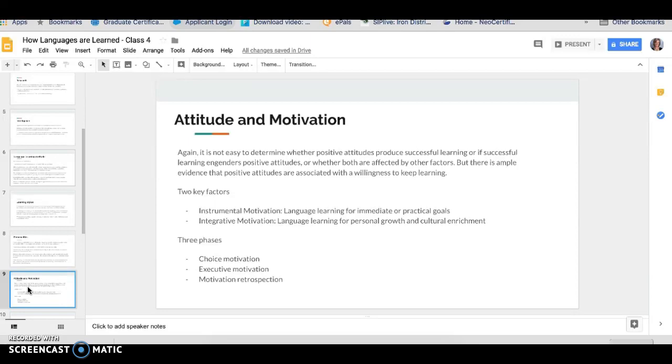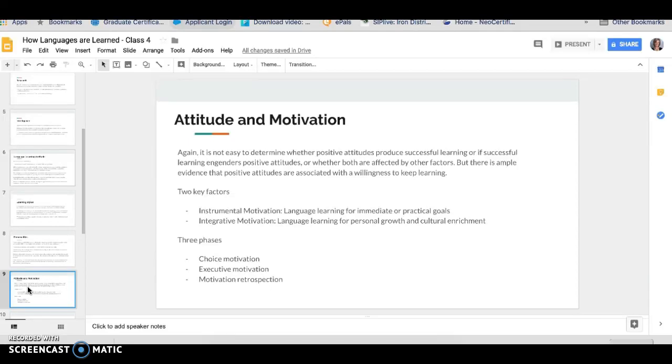There are also 3 phases that go along with attitude and motivation. The first one is called choice motivation, and it refers to getting started and setting a goal. Oftentimes we're good at this, especially in exercise, right? We're super motivated at the beginning to get started. We set a goal to lose weight, or we set a goal to learn the language.